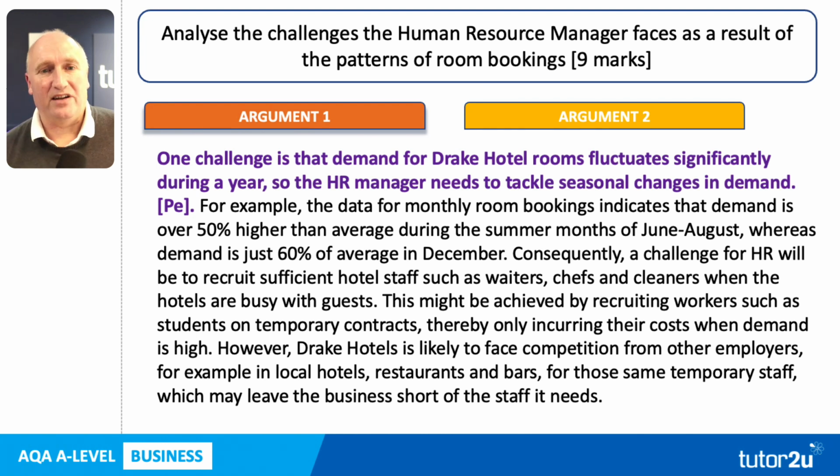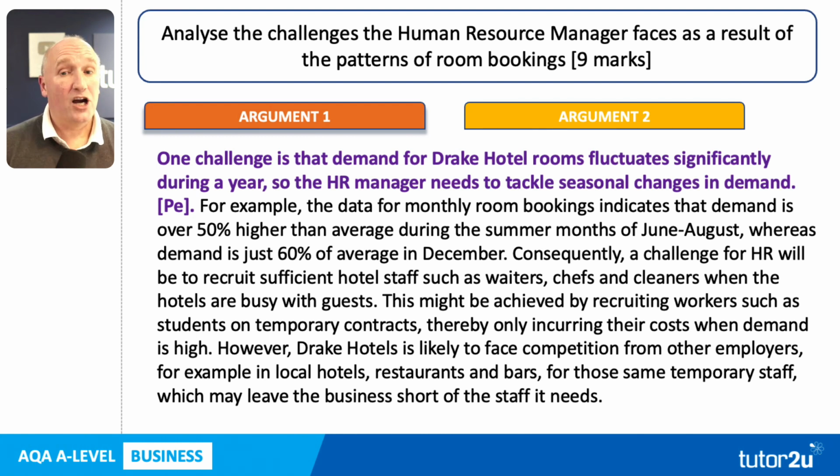So there we go. Here's argument 1. One challenge is that demand for Drake hotel rooms fluctuates significantly during a year. So the HR manager needs to tackle seasonal changes in demand. So that's the point I'm going to develop. How is that a challenge? Well, for example, the data in monthly room bookings from one of the charts indicates that demand is over 50% higher than average during the summer months of June to August, whereas demand is just 60% of average in December.